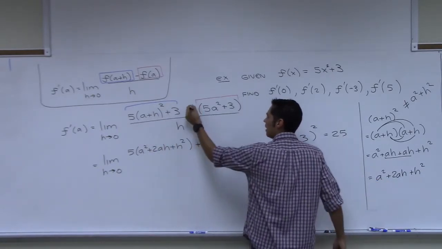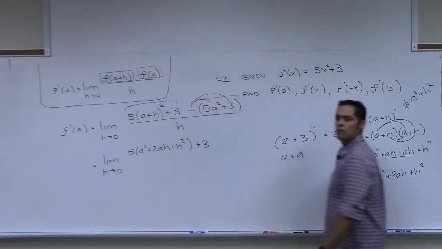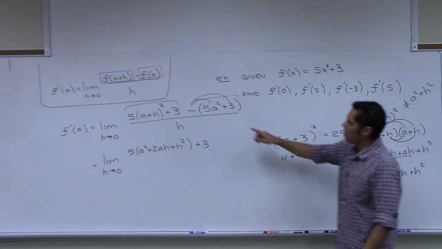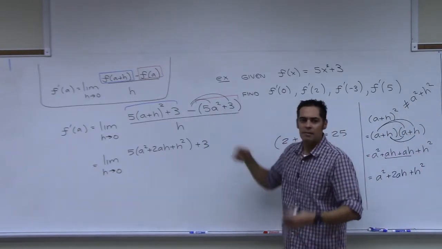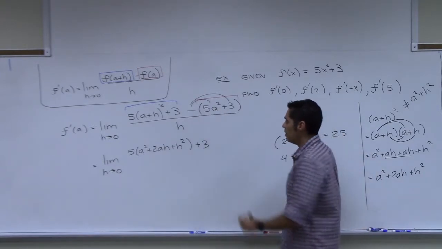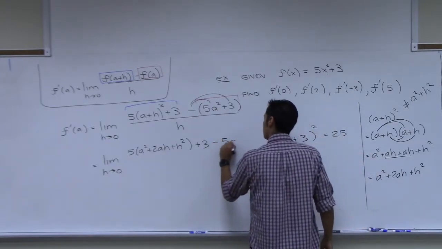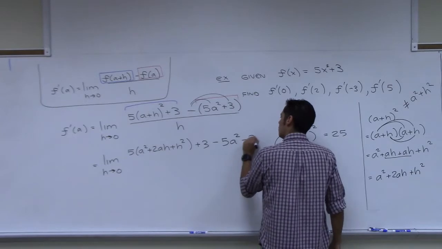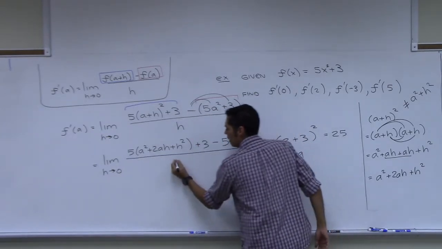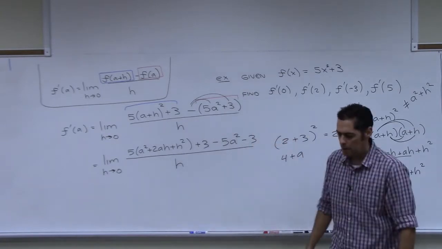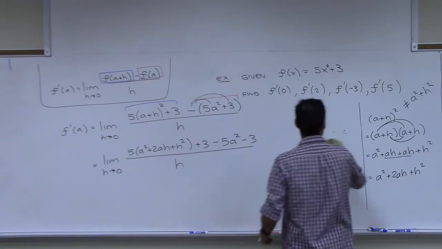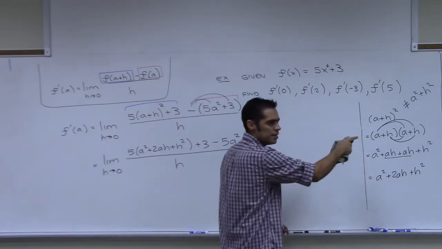And then can I just distribute the negative through there? Yes, okay? Because the only squaring that's happening here is on the a, and it's not like this where I have to expand it out. So I can freely distribute the negative through the parentheses, and then I do all of that over h. And things are still not canceling yet. I'm going to erase this.